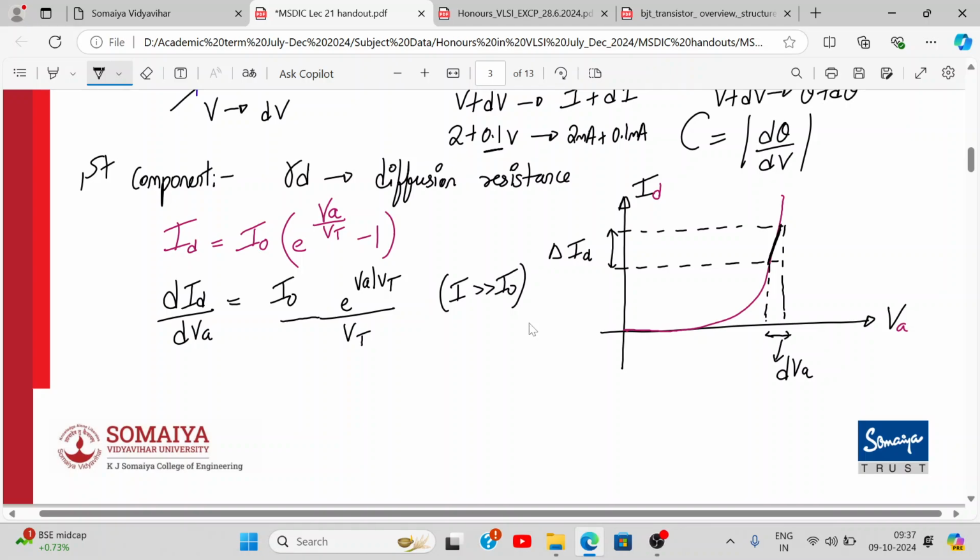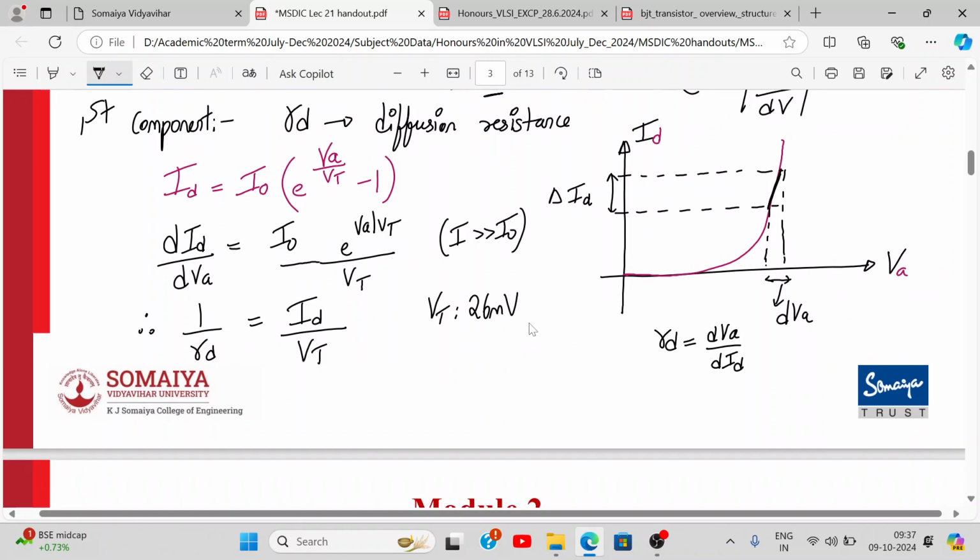Now, this dId by dVA is nothing but 1 upon Rd. So Rd is delta Va upon delta Id. I can write 1 upon Rd is equal to I naught into e raised to Va upon Vt, which is nothing but the diode current only, divided by Vt. What is Vt? Thermal voltage. So what is the formula for Rd now? It's Vt divided by the DC diode current.